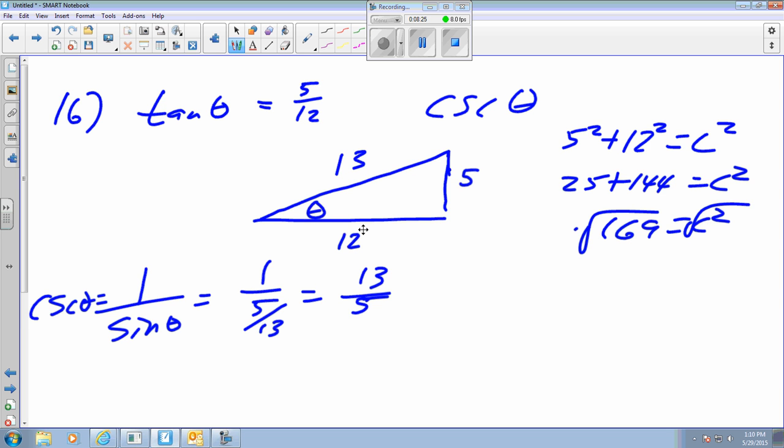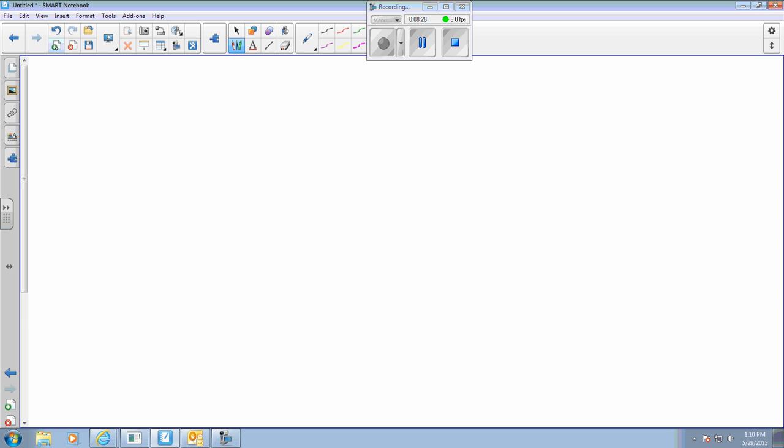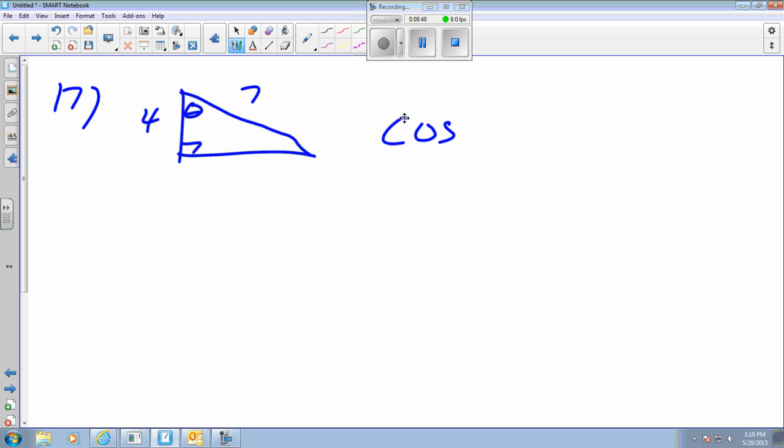Number 17. Find the measure of the angle. This is 4, this is 7, and they tell me this is my angle. And we're going to use some trig. We know this is the adjacent side, this is the hypotenuse, because that's the right angle. So I'm going to say that the adjacent is 4, the hypotenuse is 7.